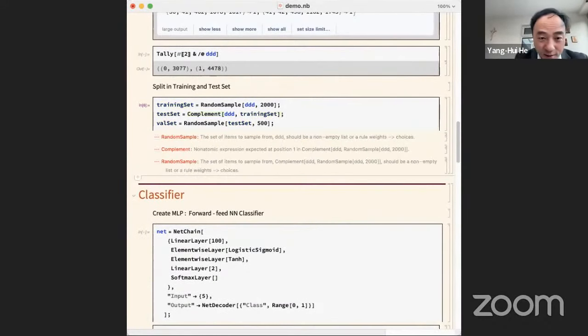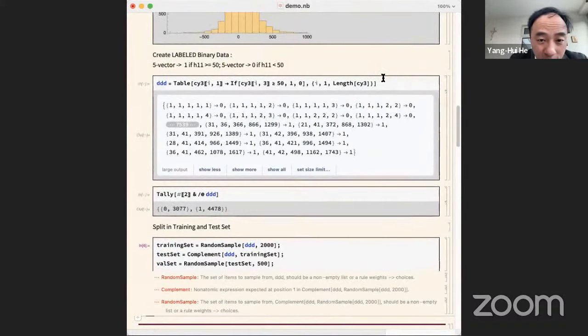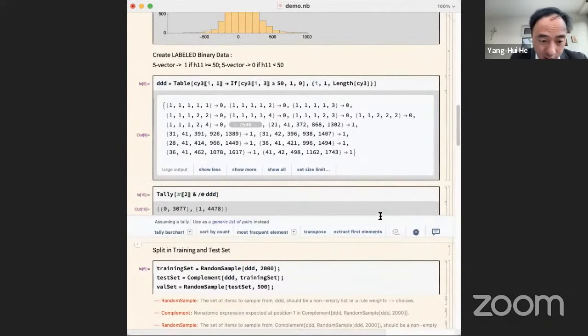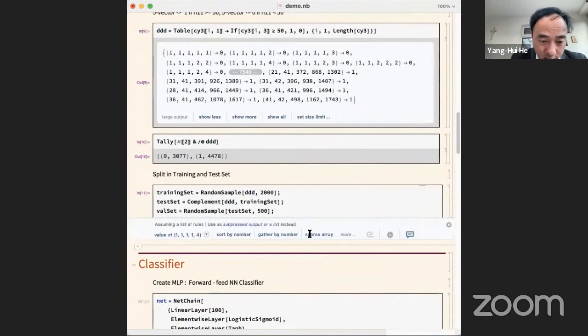So let me just do this. Whoops, sorry, I didn't do DDD. I haven't defined my DDD yet. This is my DDD, and you can see this. And then I'm gonna do the sample. Right. So here you can clearly see.